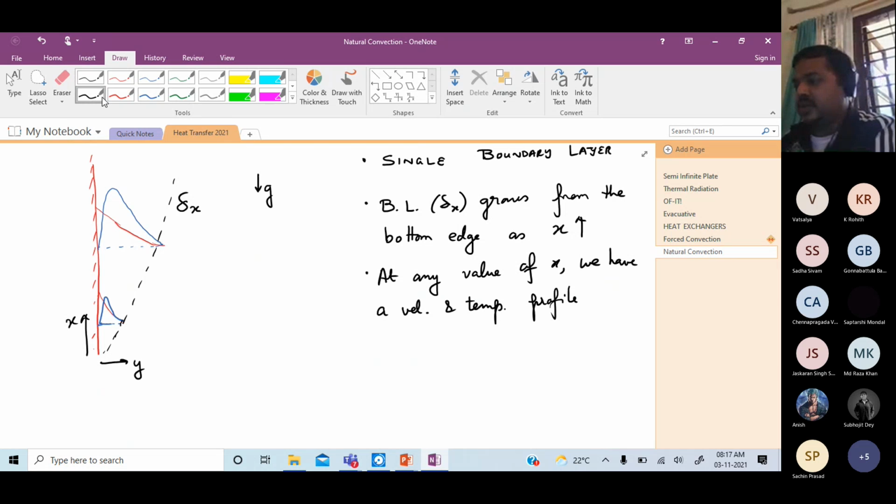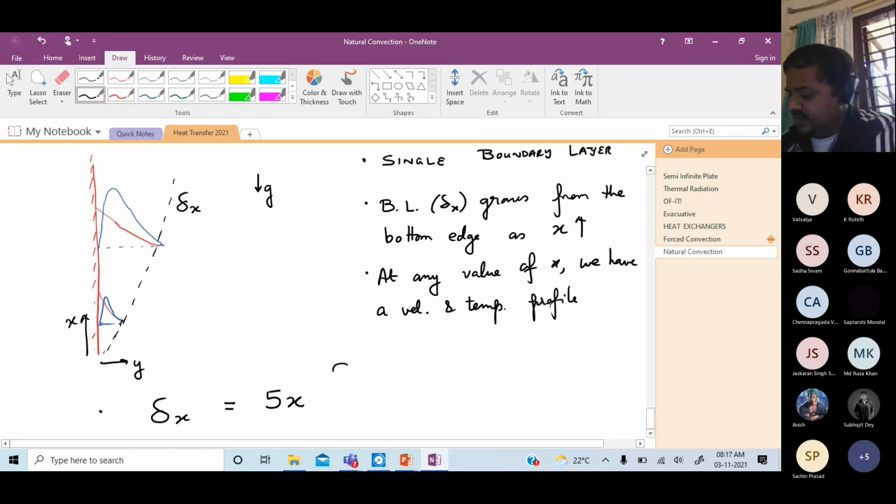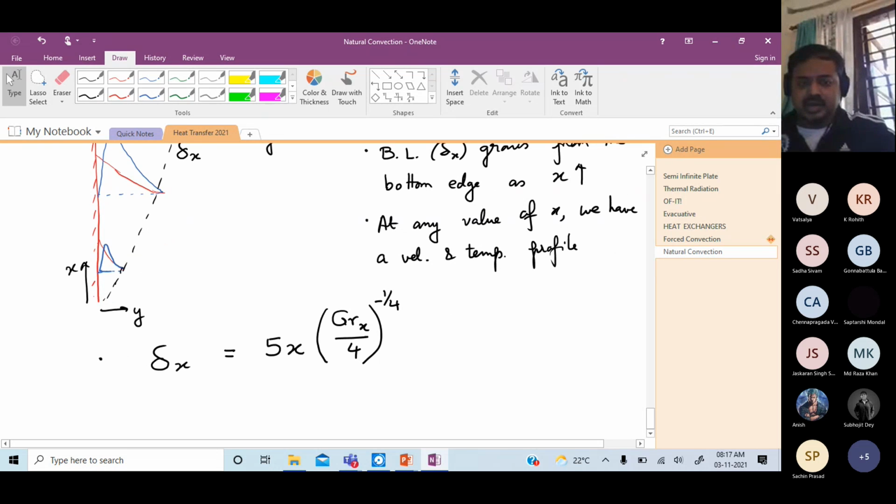What people have done, we are not going to derive any equations here. I'll just give you the values. Delta x is actually 5x Grashof x to the power minus 1 by 4. So the delta x grows like this. So delta x over x is 5 times Grashof to the power minus 1/4.